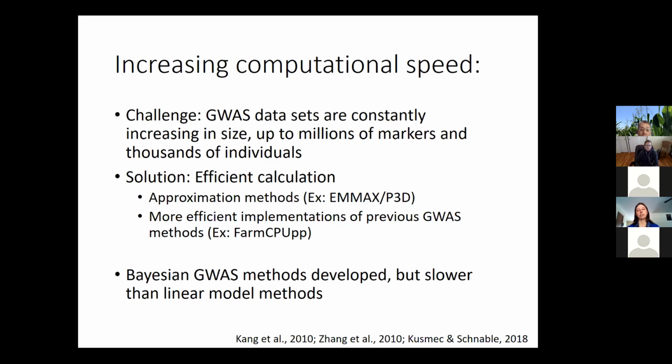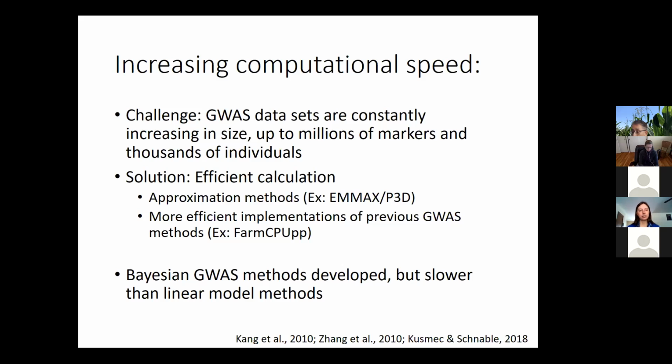It's also really important to improve computational speed because GWAS datasets are constantly increasing in size. I know that personally with my own projects, I'm working with about 12 million markers and about 2,000 individuals. So that can take a very long time. Some solutions are just to have more efficient calculation. One method is through approximation methods, which give you almost the exact same answer as an exact GWAS approach, but because they use approximation, can reach that answer much more quickly, or more efficient implementations of previous GWAS methods.